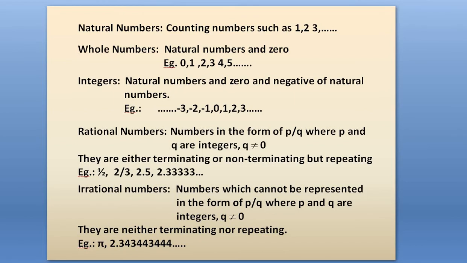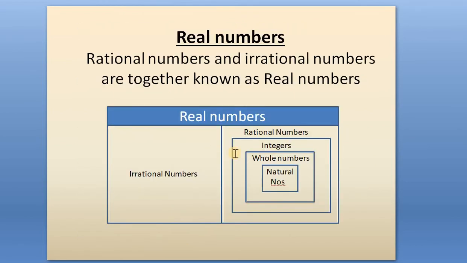So now the natural numbers and whole numbers and integers and rational numbers together make one part, and irrational numbers make the other part, and together rational numbers and irrational numbers make the group of real numbers. So this chapter is mainly dealing with the concept of real numbers and the operations on real numbers.